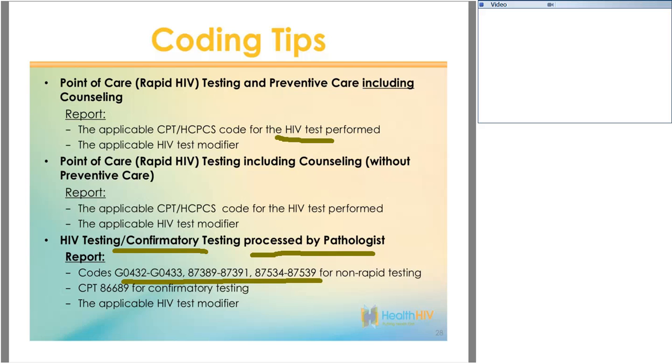The next slide, also it's important to make sure you append the applicable modifier for the rapids as well as for the confirmatory tests. Because for the most part, for the types of tests that are being performed in your facilities, you would have to put a modifier on the code in order to get properly reimbursed, but it's dependent upon what your local Medicaid state agencies have in place.